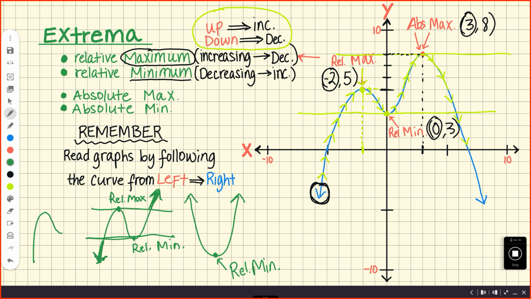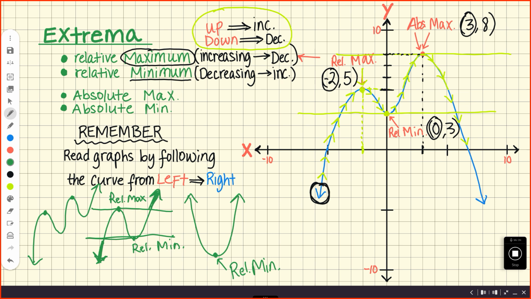If you had a graph that looked like this, both this point and this point would be relative maximums because my arrow continues to go up as I go to the right. So I have values that are greater than that, so it is not an absolute.